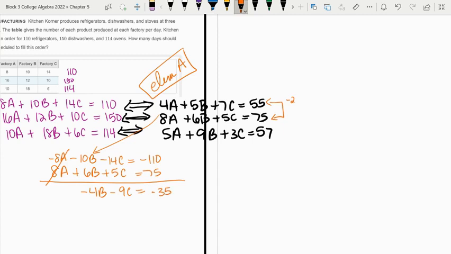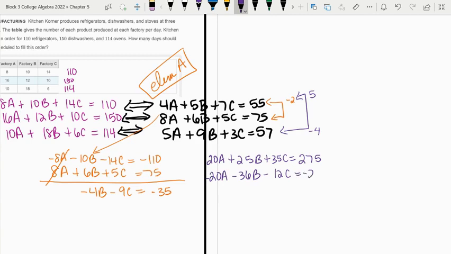Now let's work with maybe the first and last one. So if you work with the first and last one, multiply this one by, let's say, 5, and this one by negative 4. That should work. So 5 times 4 will give you a 20A, plus 25B plus 35C equals 55 times 5, 275. Second equation is negative 20A, negative 36B, negative 12C equals 57 times 4, negative 228.